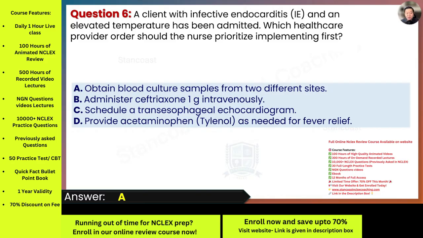Now, your test taking strategy to answer this question is to think culture first, then followed by antibiotics. And also think about the diagnostic tests that directly affect treatment decisions, like blood cultures in this case. So this should be prioritized before carrying out those interventions like medication administration of antibiotic or, let's say, imaging.